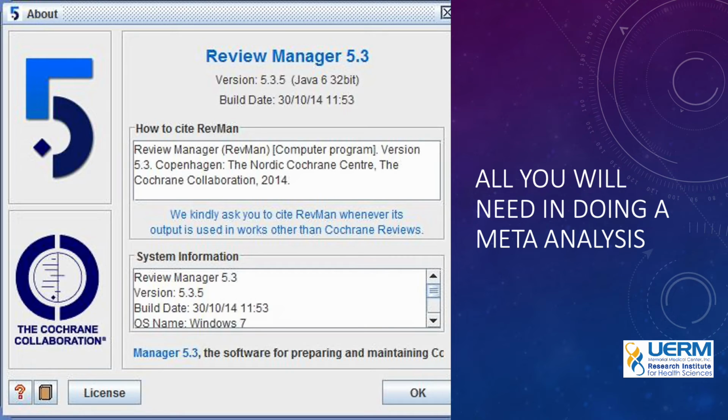So, Review Manager is Cochrane's software for writing reviews and meta-analyses. It supports the development of evidence synthesis and can be used to generate forest plots, among others, meta-analysis, and risk of bias tables. You use this to make your systematic review and meta-analysis protocols, and this is all that you will need in doing a meta-analysis. This is usually web-based software.